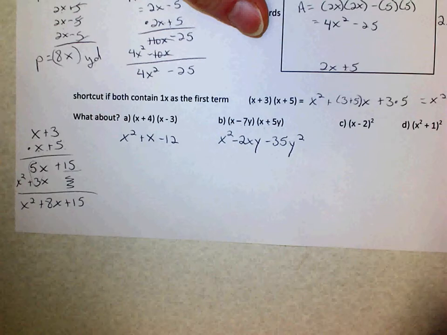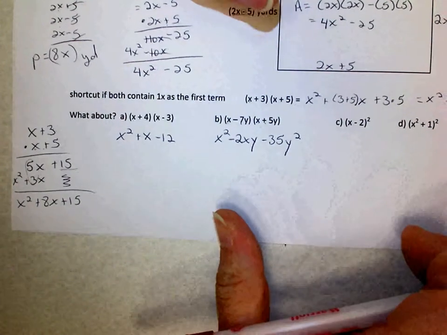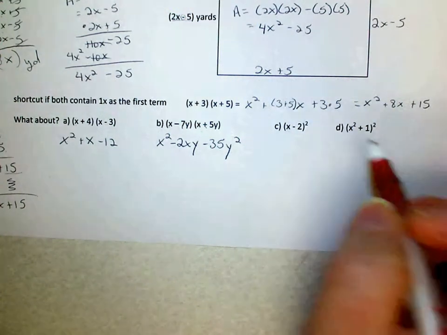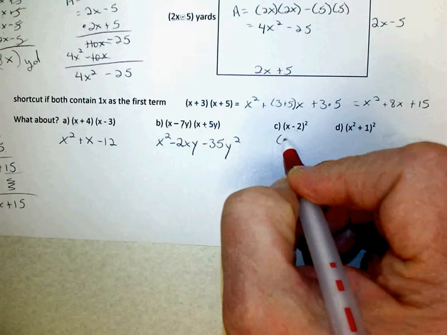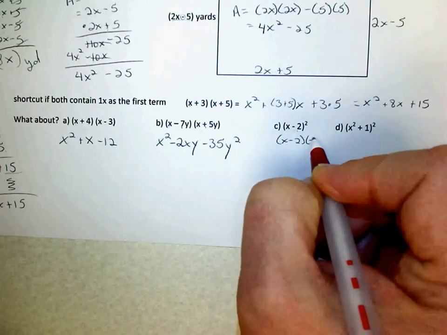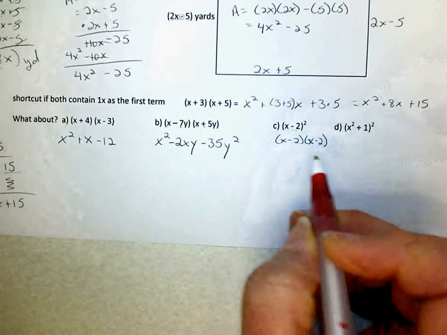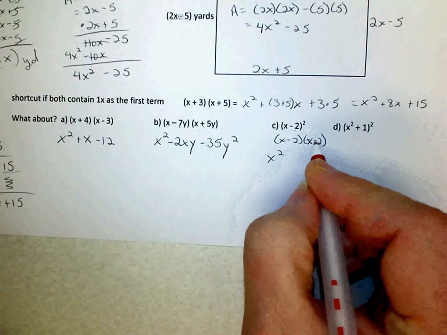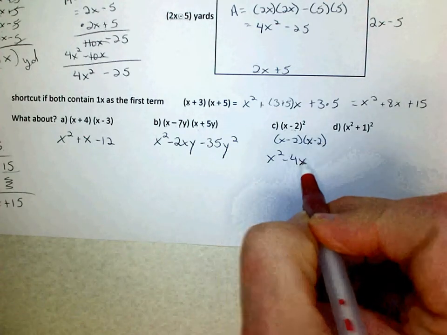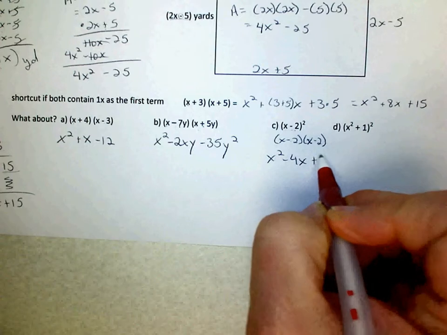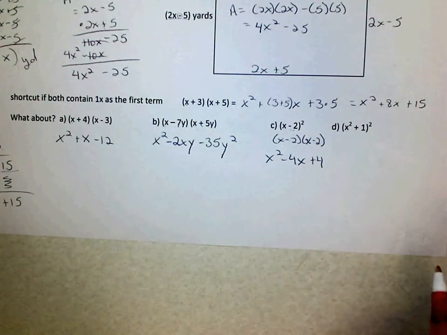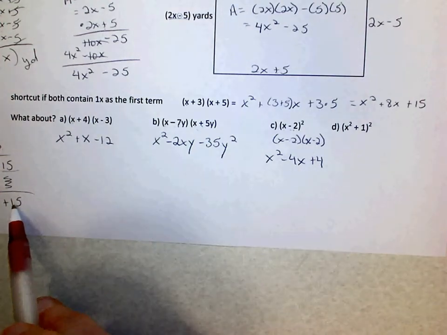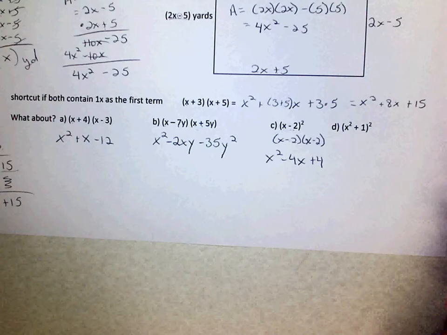Ask questions. Now, we did something like this. This is x minus 2 times x minus 2. So x times x is x squared. Negative 2 minus 2 is negative 4x. And negative 2 times negative 2 is plus 4. And if you don't trust that I'm right, go ahead and do the long multiplication and prove whether or not I'm right.